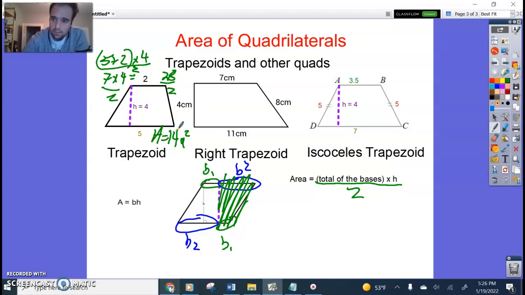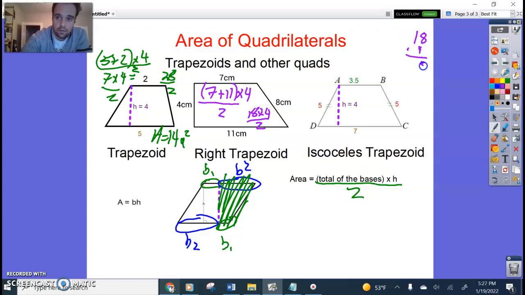Okay. For the middle one, I do the total of the bases. That's 7 plus 11. I'm then going to multiply it by the height. Remember, the height is the one that goes up and down. Then I'm just going to divide it all by 2. So 7 plus 11 should be 18 times 4 divided by 2. I'm going to have to do some side math. 18 times 4, that's 72. Divided by 2, this area should be 36, and this is in centimeters, so squared. Area of that one should be 36.